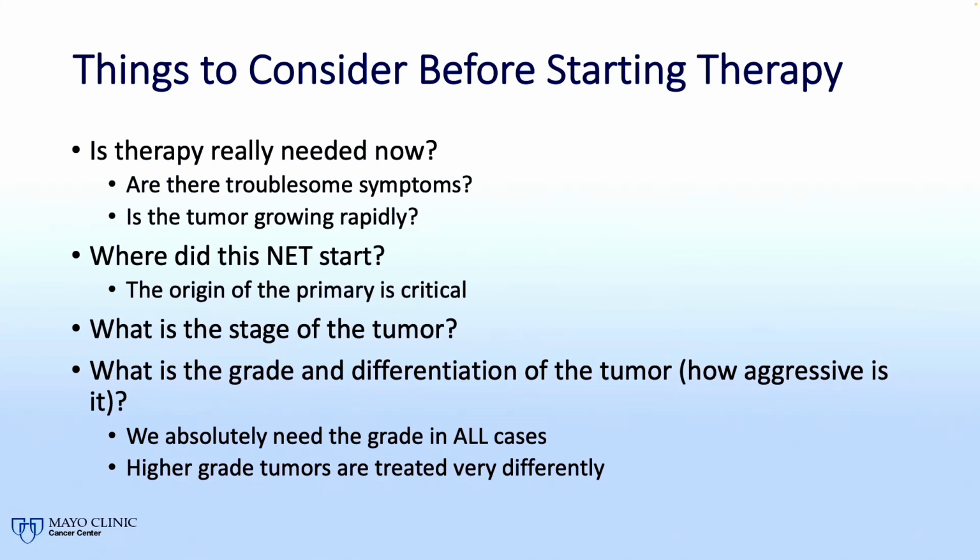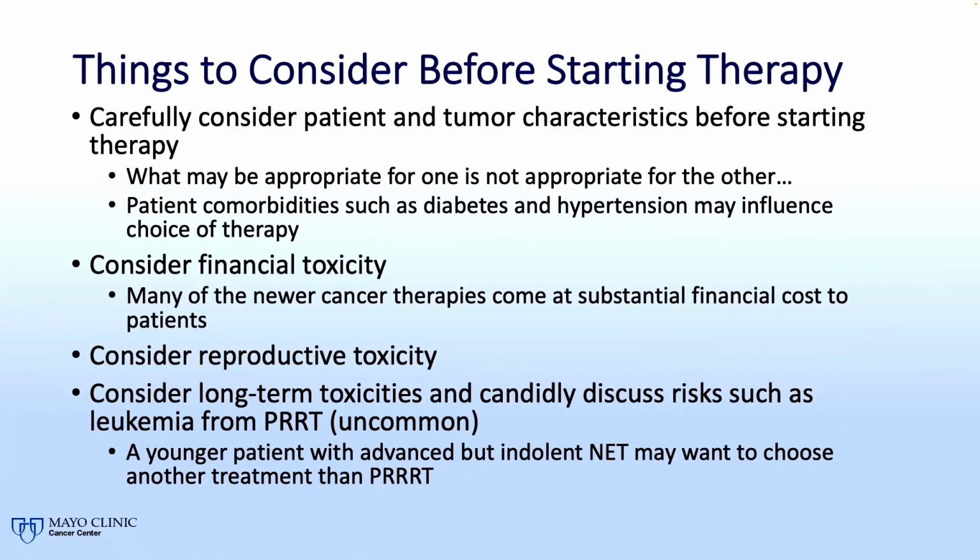And we want to know where it started, because that may determine which treatments we use, the stage and grade, and all of the stuff we talked about before. And then you have to be mindful that what is appropriate for one person may not be appropriate for another person with exactly the same tumor. That could be, let's say, diabetes. If you have diabetes, everolimus or Afinitor may not be the best drug for you. If you have really high blood pressure, sunitinib or cabozantinib may not be the best drug for you. At some point, we might use it, but not now.